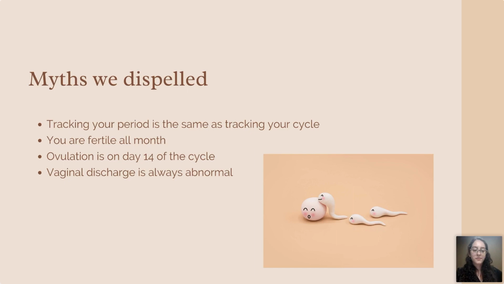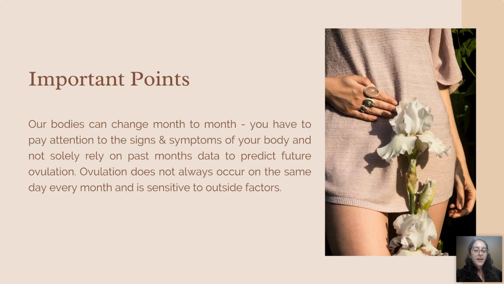And then I think I hammered this one home too. So important points: our bodies can change month to month. You don't want to use your information from last month to predict the next month, especially if you're trying to avoid pregnancy. So you want to use all the information. The more information you use, the more accurate you can be with this method to either prevent or to promote pregnancy. So you want to look at your cervical mucus. You want to see your cervical position. You want to absolutely take your temperatures all month long to make sure that you are confirming when ovulation happened. And then also you can use LH strips to give you even more information.